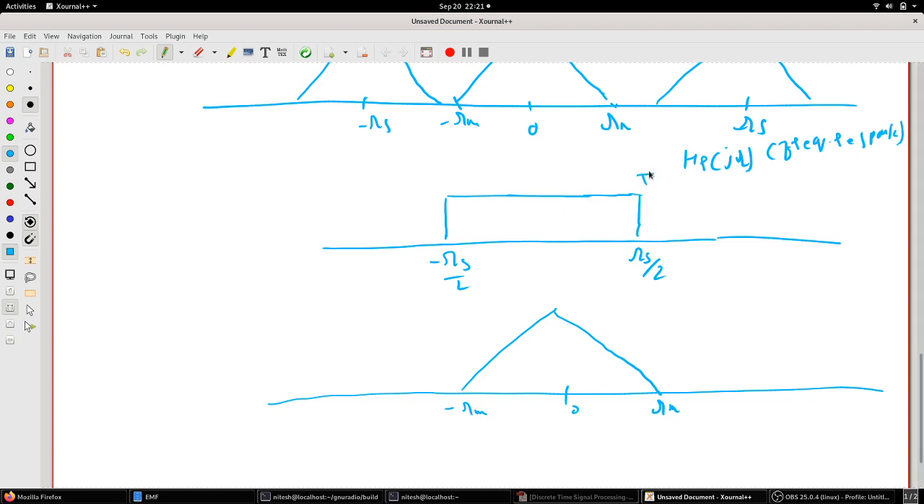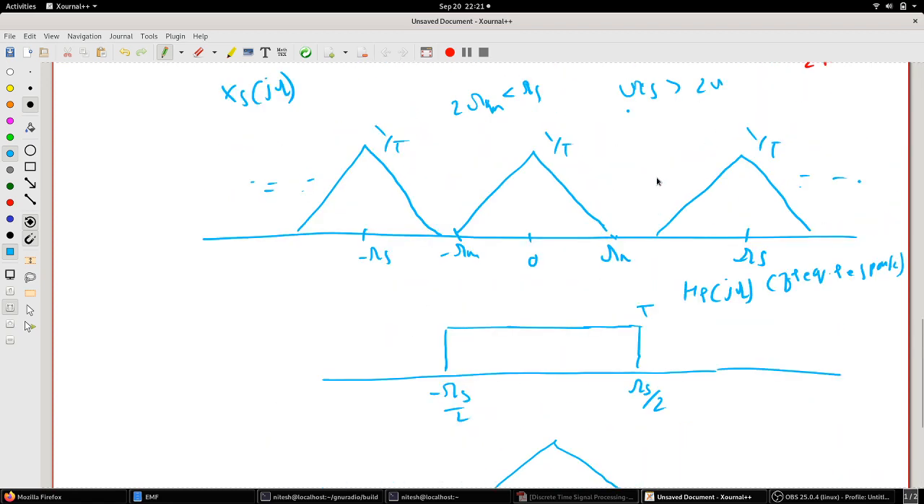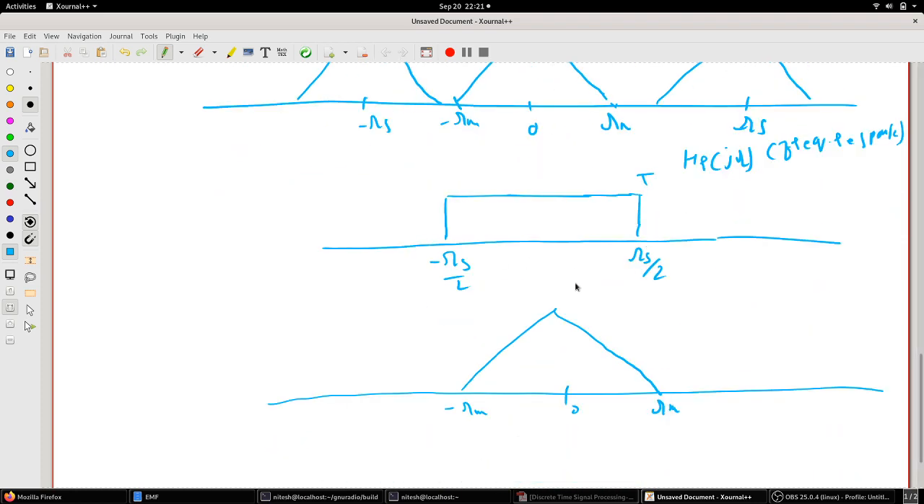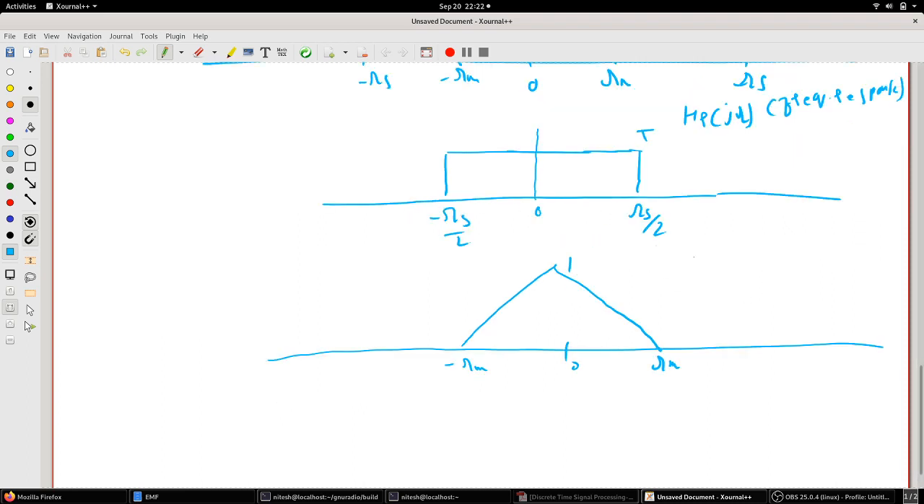So I will be getting my reconstructed value. The amplitude of Hr(jω) has to be T, because this is 1 by T, so this will become 1. If I multiply the two, I will be getting Xr(jω), which is the same as Xc(jω), the continuous one. So they will be the same.